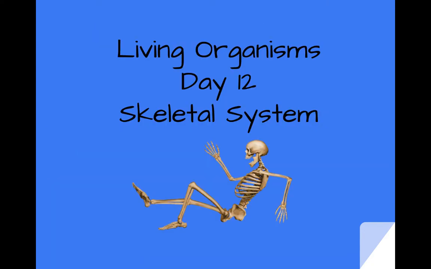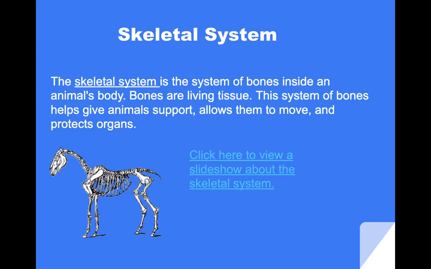This is the skeletal system. This is what keeps us upright. Without the skeletal system, human beings would just look like a big blob of skin and organs, and that would be super gross, and we wouldn't really be able to do much. The skeletal system is the system of bones inside an animal's body. Bones are living tissue. This system of bones helps give animals support, allows them to move, and protects the organs.